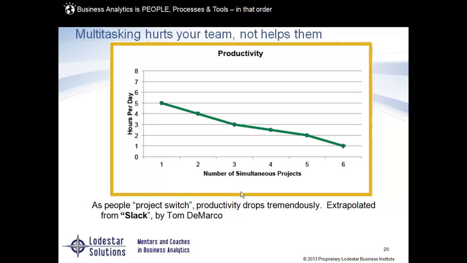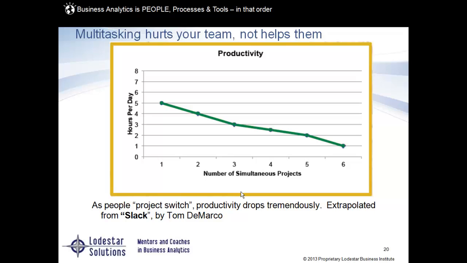So this is a diagram from the book Slack. Slack is written by Tom DeMarco, and he's very familiar with Agile methodologies. They did research on people that had multiple projects, and they said it takes you about 20 minutes for your brain to really shift, to go from one project to another. If you have one project, I only count on 5 hours of productive work. So in an 8-hour day, 5 hours is what is focused, productive time.